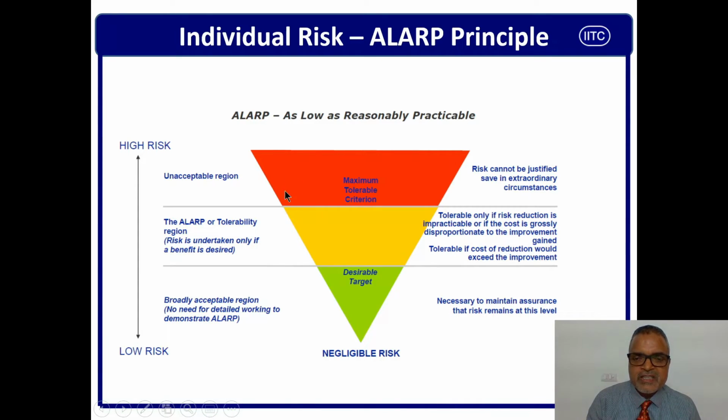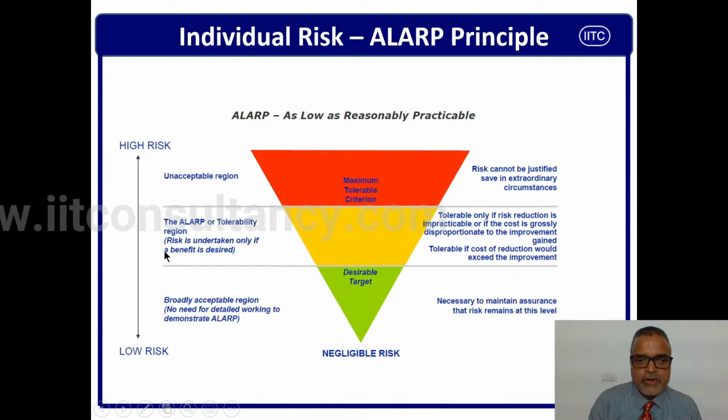Now if you go in the red or maximum tolerable criteria, it is an unacceptable region. In this case, no work should be allowed to carry on, and no person should work in this zone at any point of time. Risk cannot be justified save in extraordinary circumstances. That means in no case is the operation allowed to run in this zone.